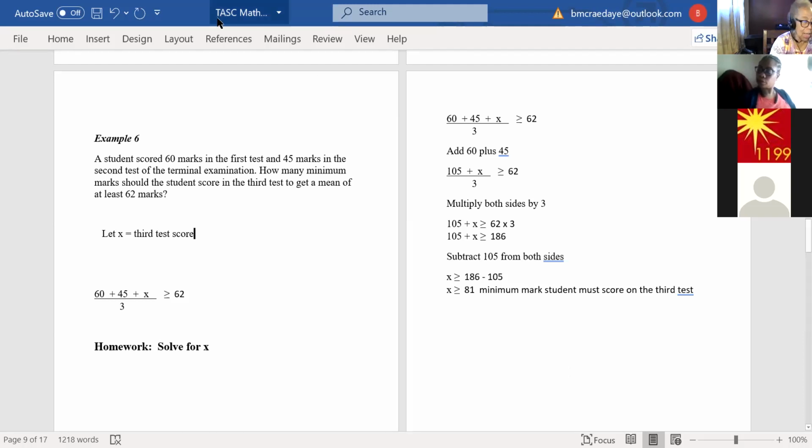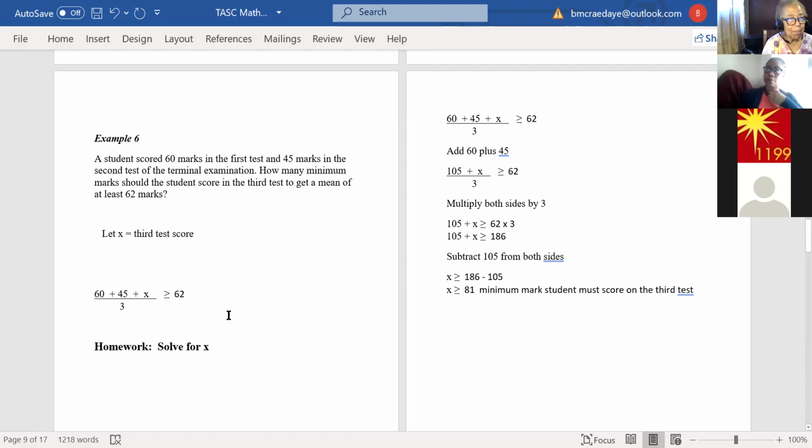Okay, so that was your homework. We went through the problem and got to this inequality, and I wanted you to solve this for X. And notice, you're doing the same thing as if this were equal. If this were equal, you would add the 16 to 45, multiply both sides by 3, and then you'd get an equal 82 versus greater than or equal.